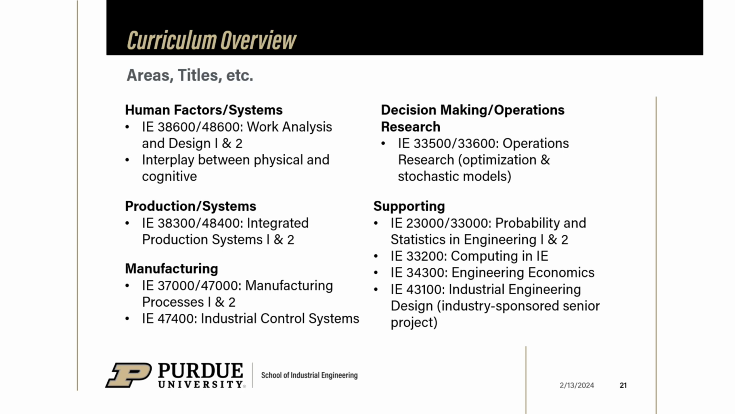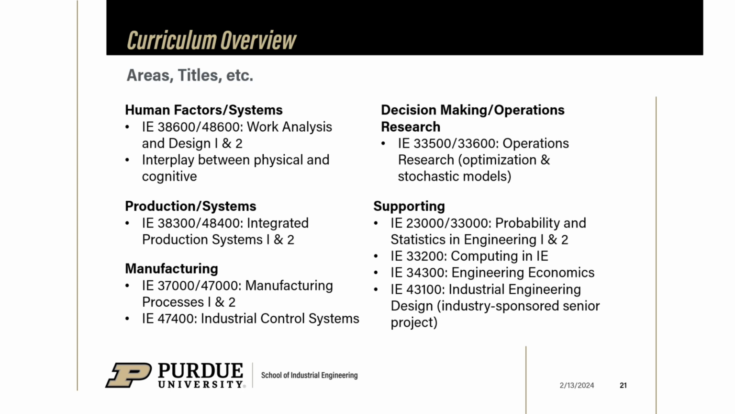But the 4 areas of industrial engineering that we cover: human factors and systems, production systems, manufacturing, decision-making, and operations research. Those are kind of the 4 core pillars for industrial engineering, and you can see there we have classes in each and every one of them. Most of these areas, we have 2 classes that students take, one kind of introductory level and then a higher order class where you're maybe involved with more of a case study or a project. It just kind of depends on the structure of each class.